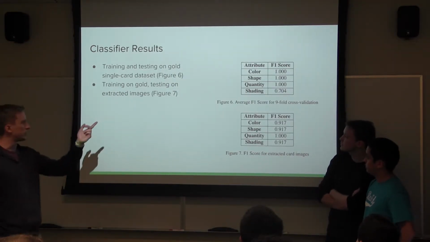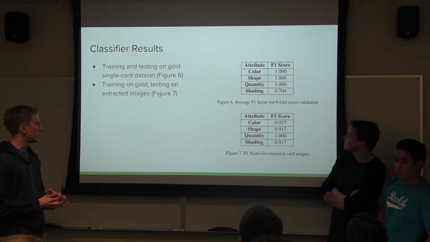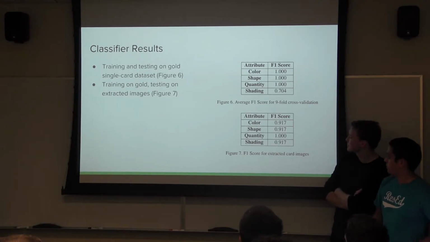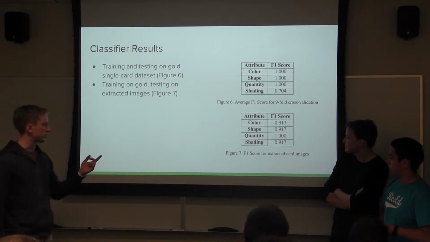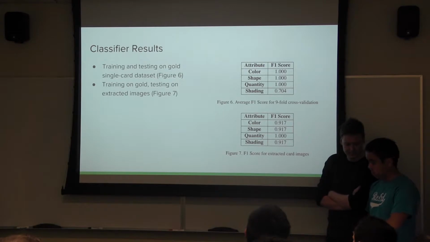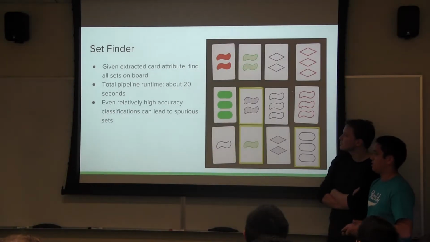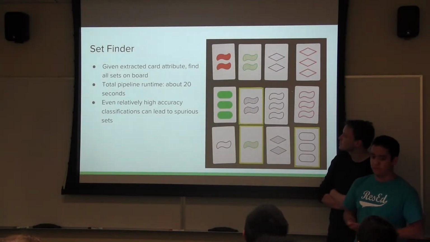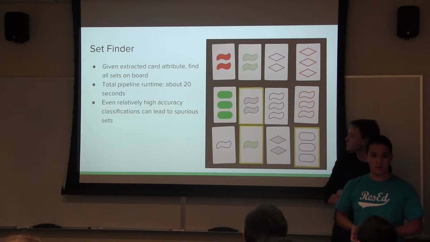So as you can see from the first figure, we had really high cross-validation accuracy on our gold set for our classifiers, and we're doing pretty well on the extracted card images, but we're still working out some kinks with the color. Obviously that becomes a challenge because if you have even 1 or 2 cards wrong, it's going to identify errant sets.